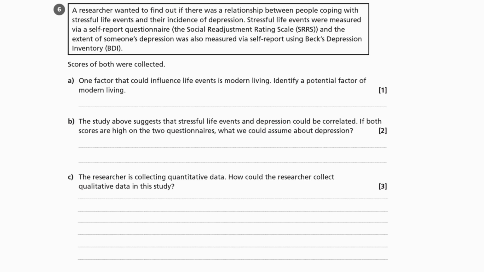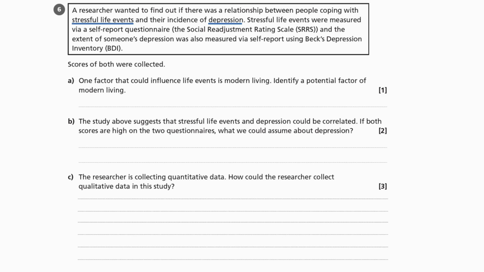Now, when you read the question, you will see that it's talking about a relationship. So there's likely to be a question on correlations in there if it refers to a relationship. Also, when you're reading it, it explains what the researchers are going to be investigating. So they're referring to stressful life events and depression. So that is also important because it's then explaining how they will actually measure those 2 things.